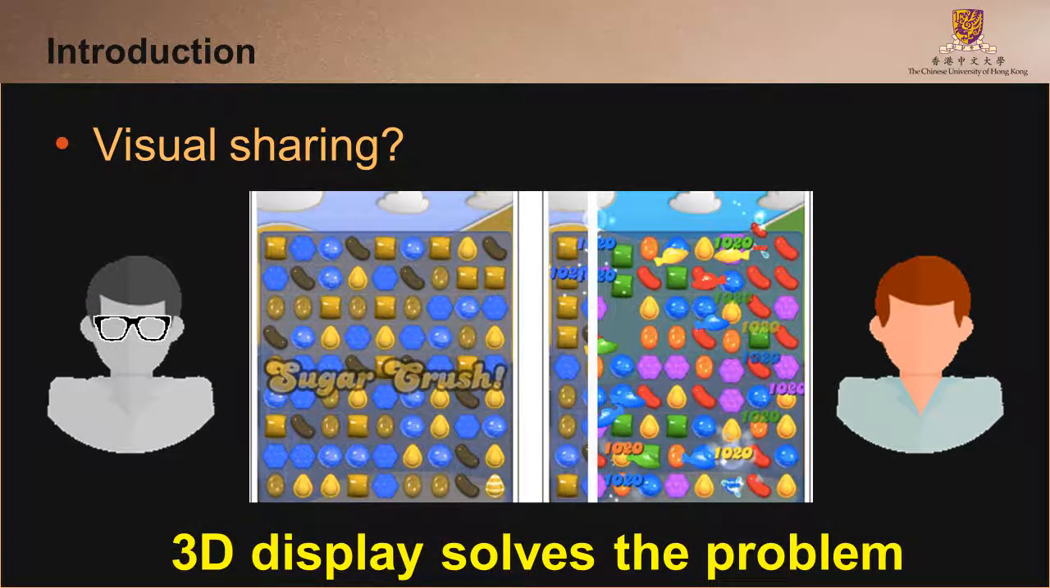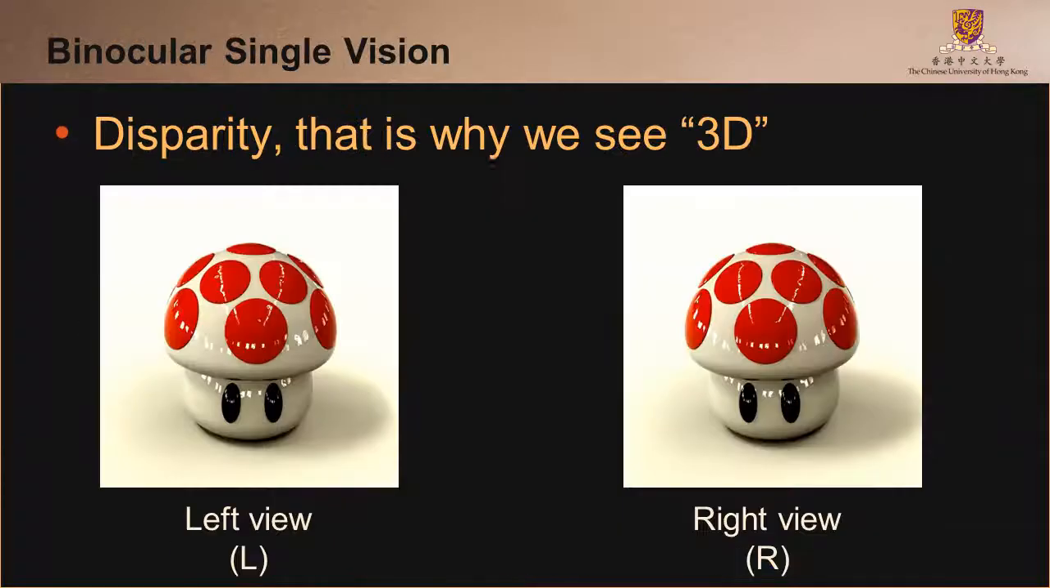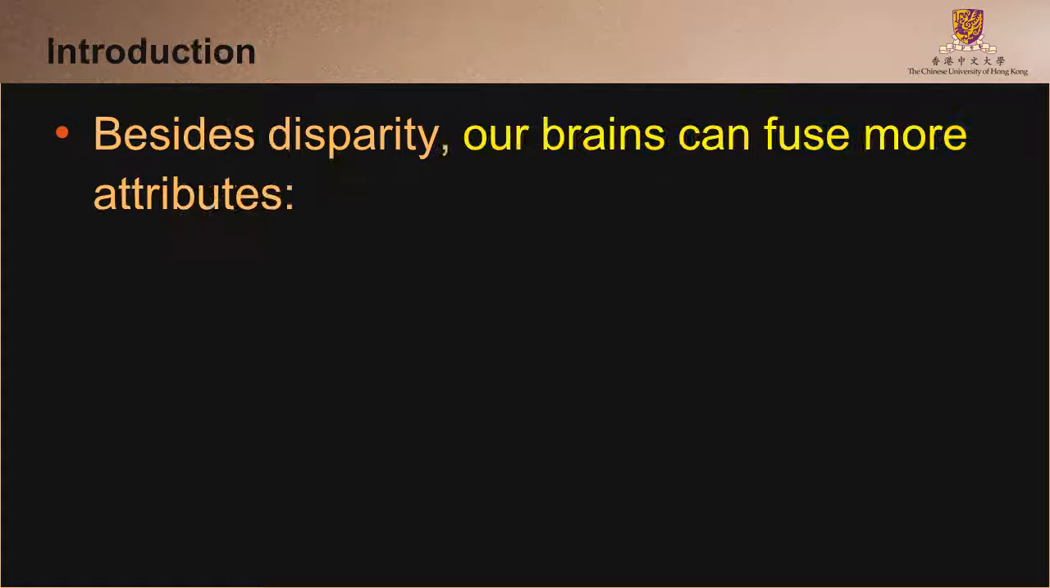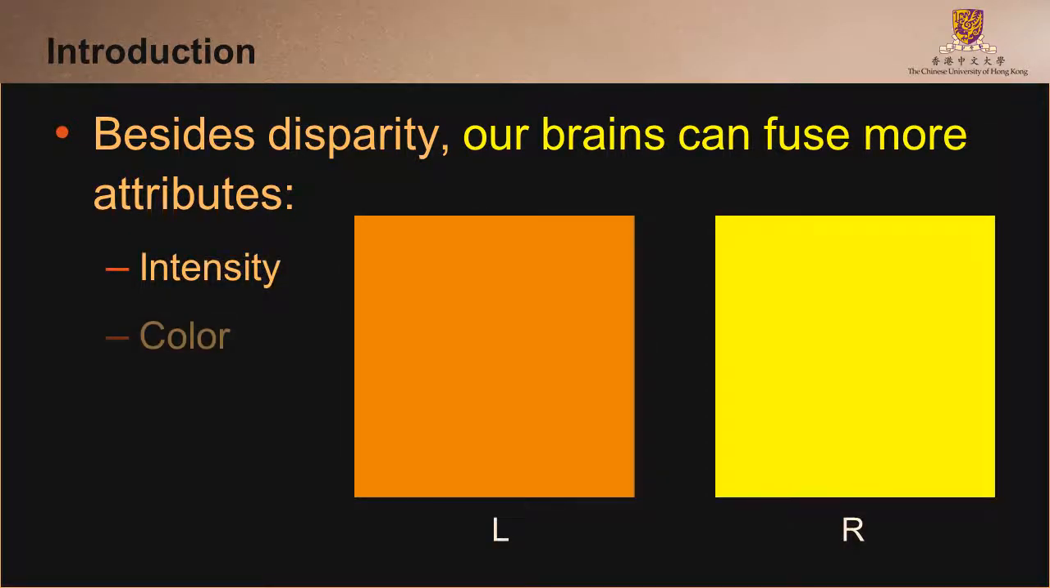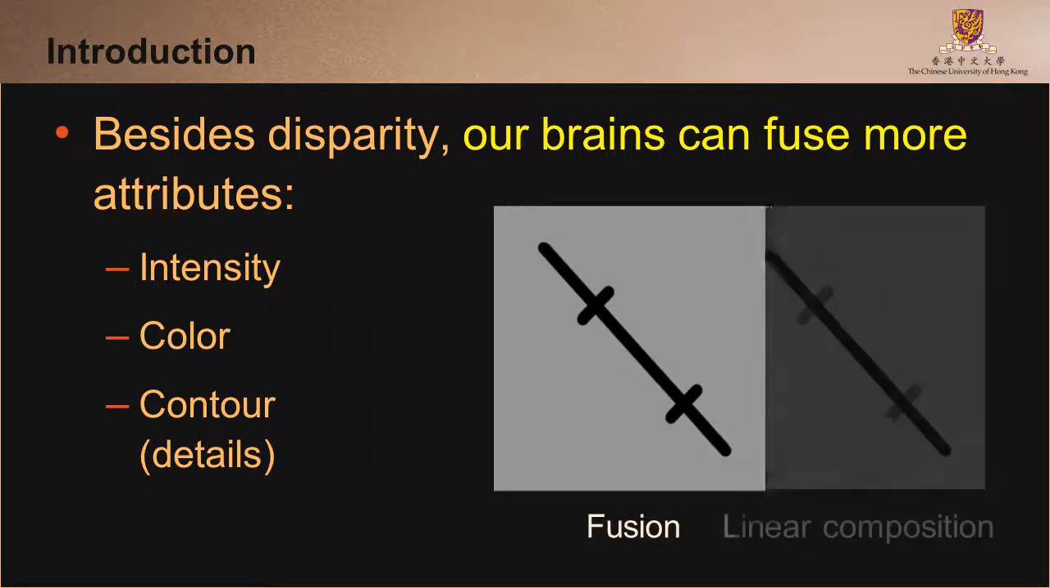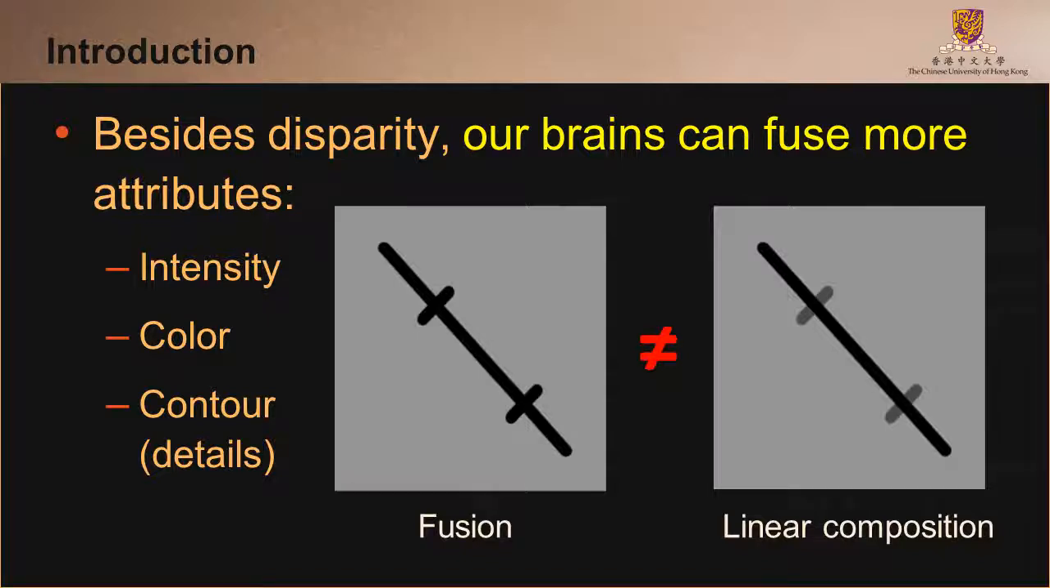The low-cost 3D display nowadays helps to solve the problems. The 3D display provides two different views to the audiences. Usually, the difference is the object's positions in the image, which is also called disparity. That's why we see the 3D effect. In fact, besides disparity, our brains can tolerate more differences in two views, such as brightness, color, and even contour differences. Note that the fusion of left and right views in our brain is different from linear blending on the screen. It tends to preserve high contrast content on either side.